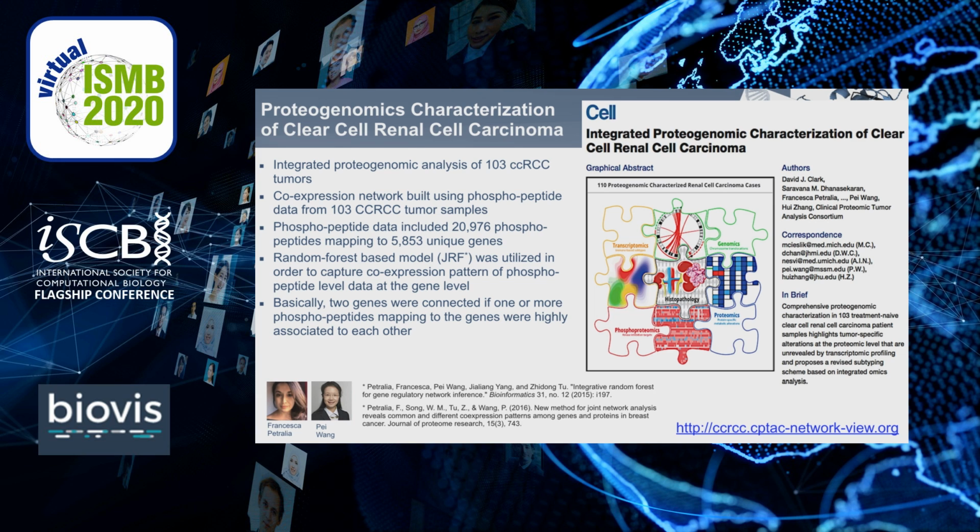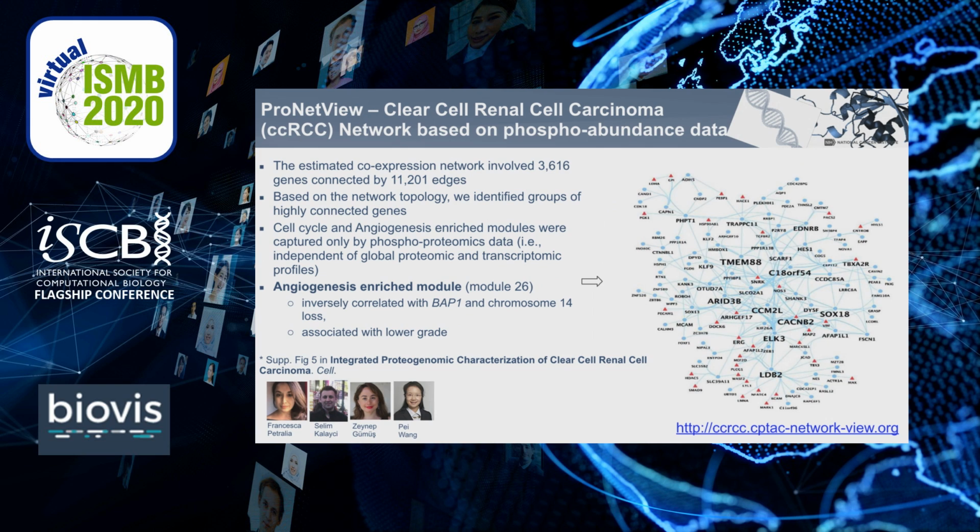A random forest-based model was utilized in order to capture co-expression patterns of phosphopeptide level data at the gene level. Basically, two genes were connected if one or more phosphopeptides mapping to the genes were highly associated with each other. The estimated co-expression network involved around 3,600 genes connected by more than 11,000 edges. Also, based on the network topology, we identified groups of highly connected genes.